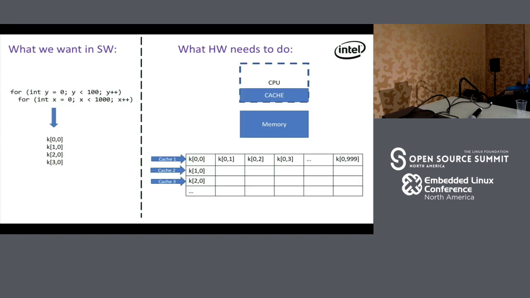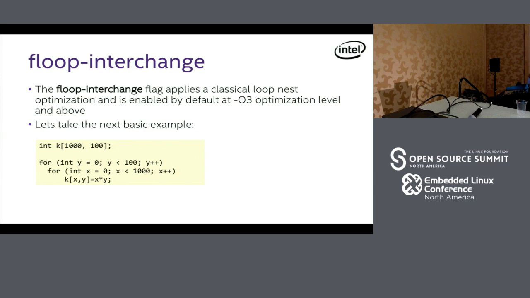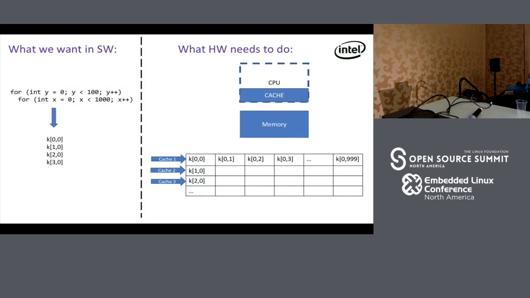What we want in software is this. What the hardware is actually going to do is a little bit different, and we need to be aware of how a loop looks. You might be wondering, if I do this one side or the other, it shouldn't affect me. Actually, it does. We have a CPU, a cache memory and the main memory. Suppose that we have to go to the main memory for the data to the cache memory as a beginning.